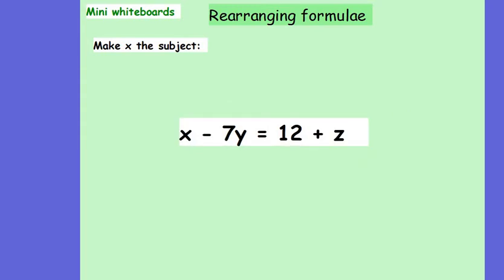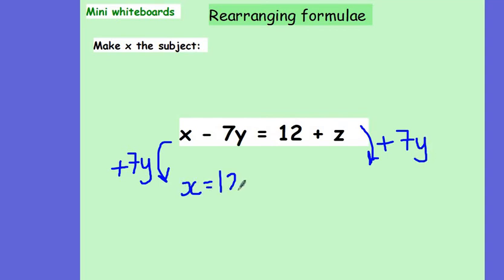How about now? Pause the video, have a little think. Okay, we do it in the same way. I add 7y to both sides. So I get x is equal to 12 plus z plus 7y.